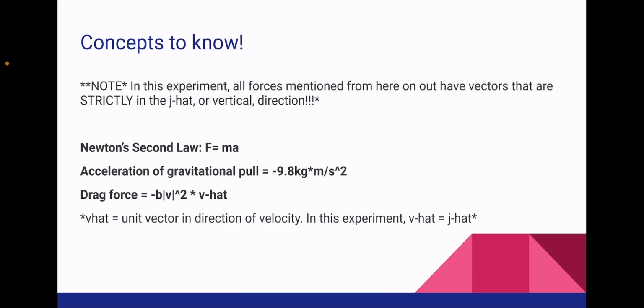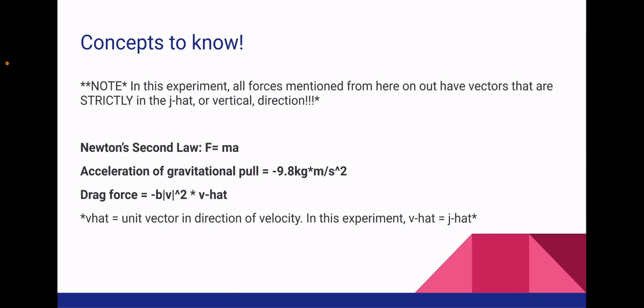First of all, before I explain anything, in this experiment, all the forces mentioned from here on out have vectors that are strictly in the j-hat or vertical direction. That is because we're only observing the vertical fall motion of this crumpled up piece of paper. So Newton's second law is force equals mass times the acceleration vector of the object.